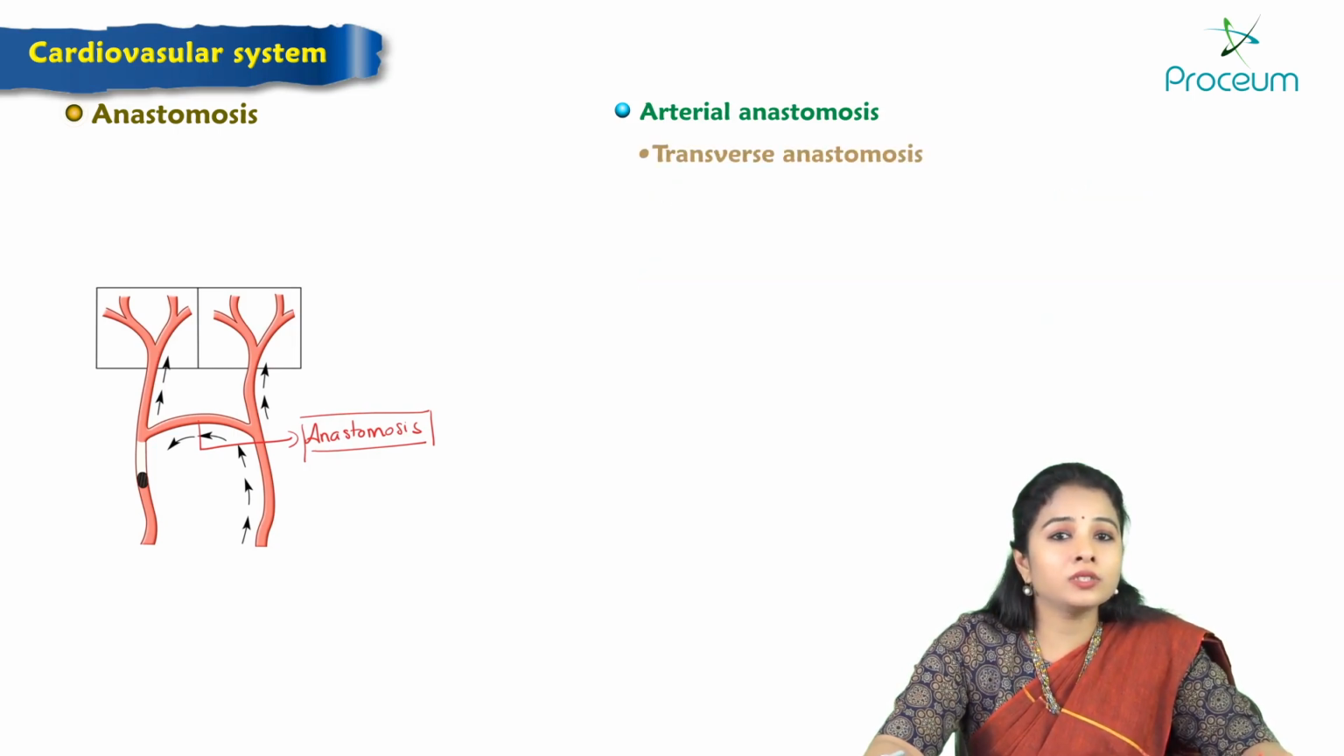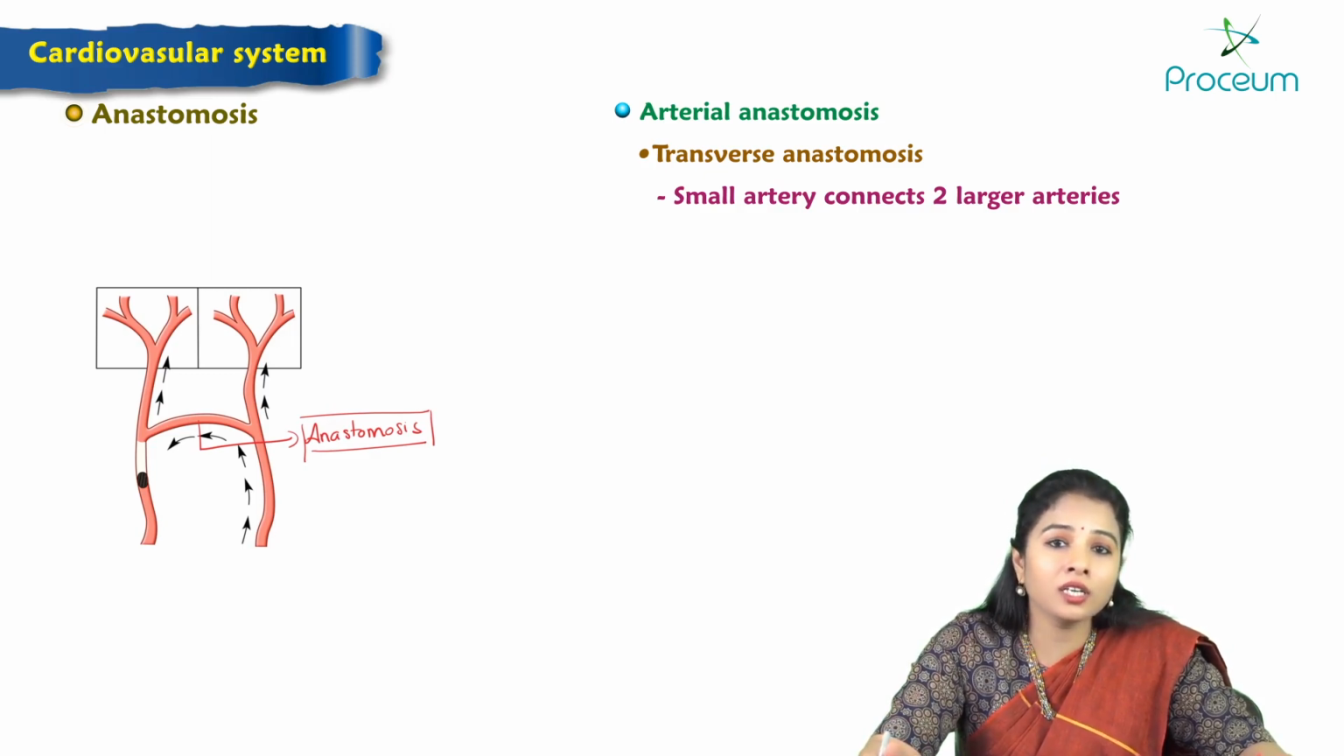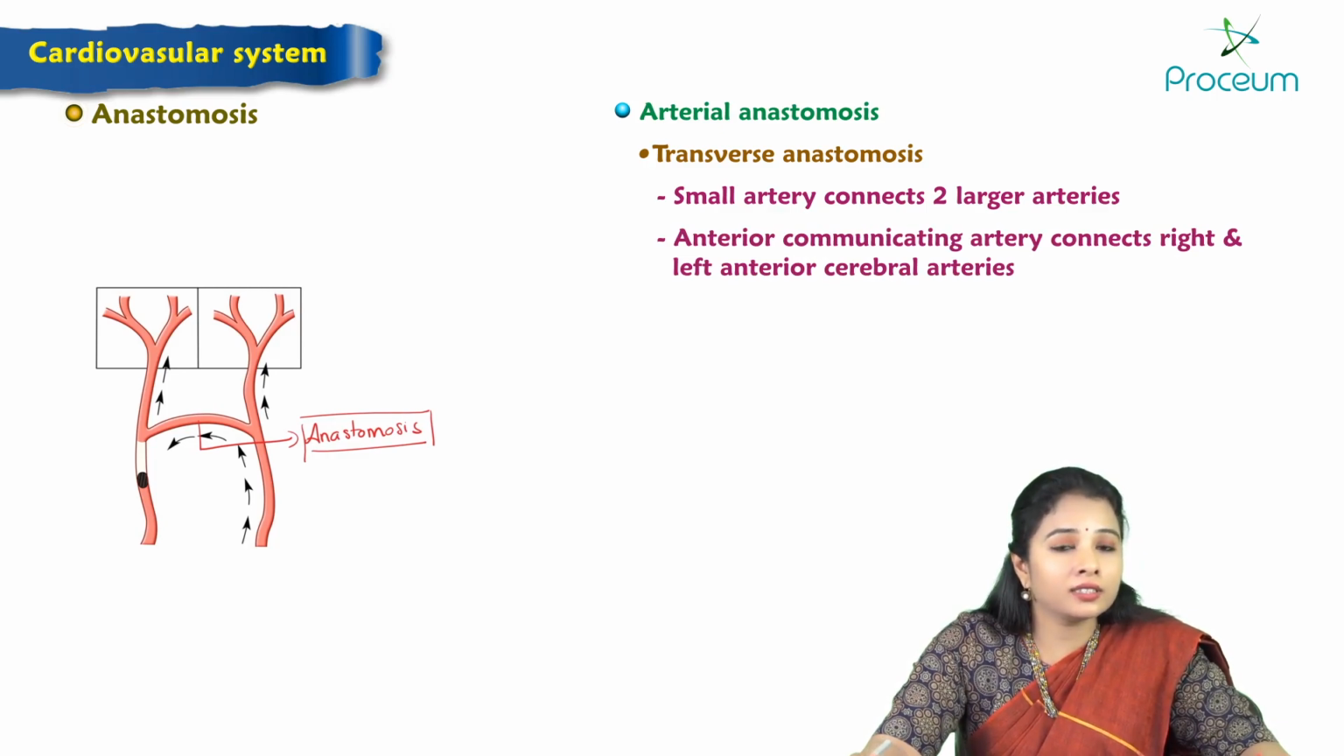Next, the transverse anastomosis. Transverse anastomosis is where a small artery connects two large arteries. For example, inside the brain there is an anastomosis between the blood vessels supplying the base of the brain called the circle of Willis. In that, the anterior communicating artery connecting the right and left anterior cerebral arteries is an example of transverse anastomosis.